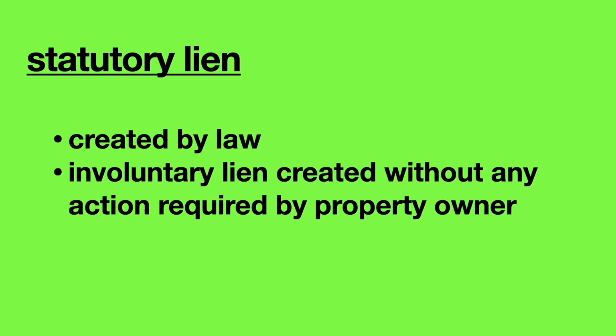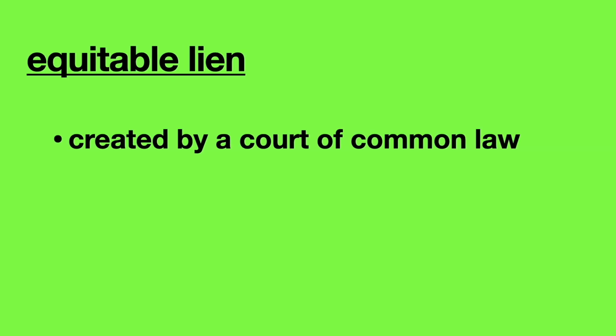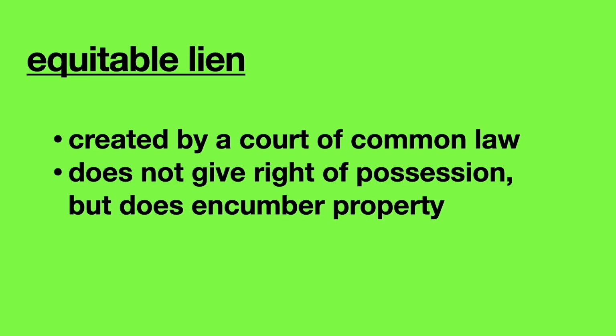A statutory lien is created by law. It's an involuntary lien created without any action required by the property owner. An example would be property taxes, of course. An equitable lien is created by a court of common law. It does not give right of possession, but it does encumber the property.